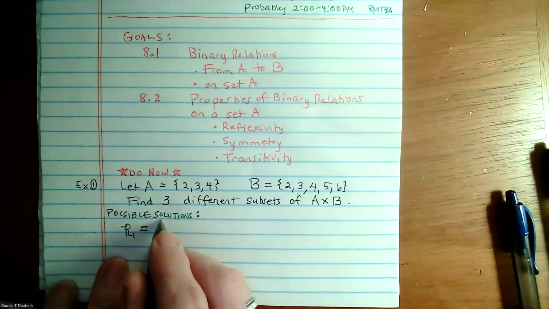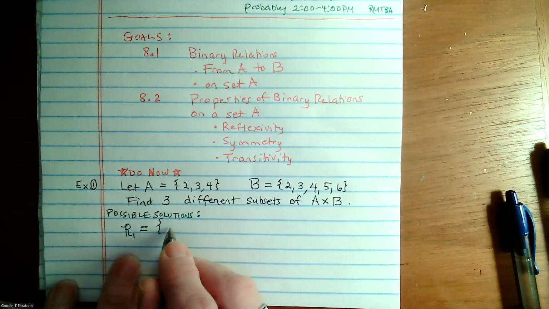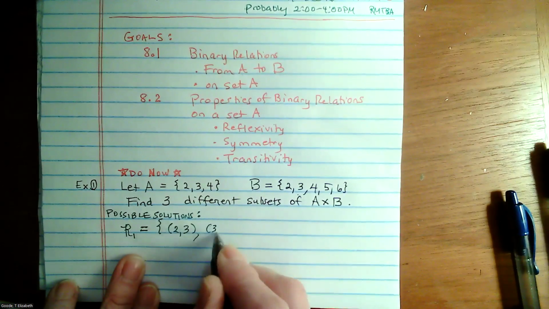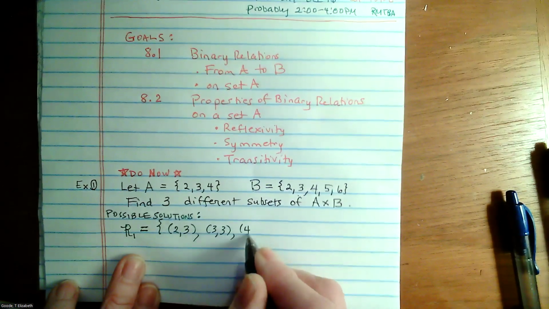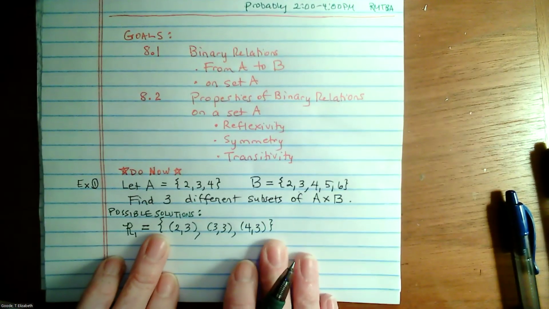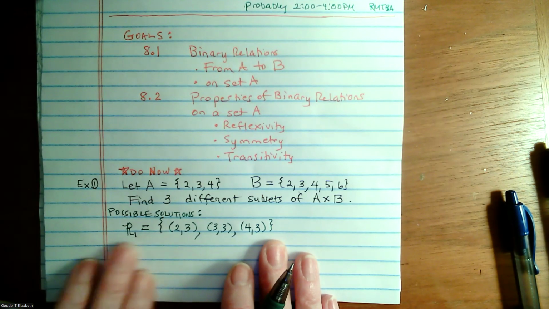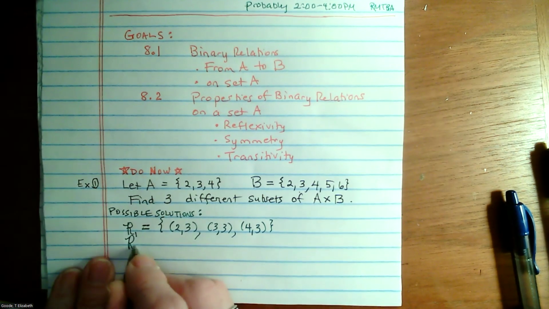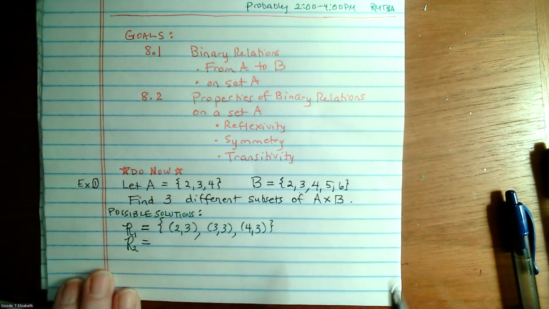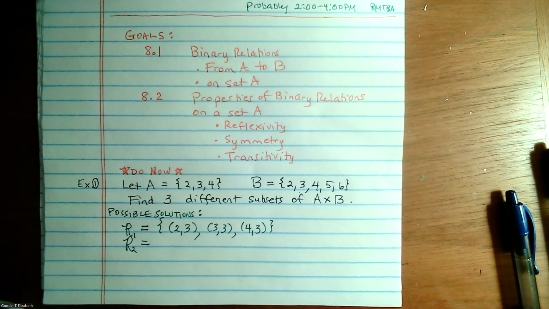So for my set, I got the ordered pair 2, 3, and then the ordered pair 3, 3, then the ordered pair 4, 3. Very nice. That is definitely a binary relation from A to B. It actually happens to be a function as well, but not every binary relation is a function. What is the largest subset of A cross B that we could possibly take? Anybody?